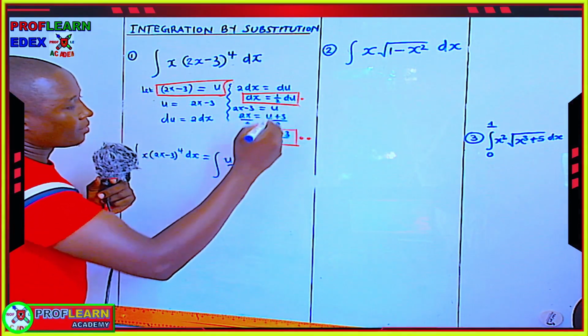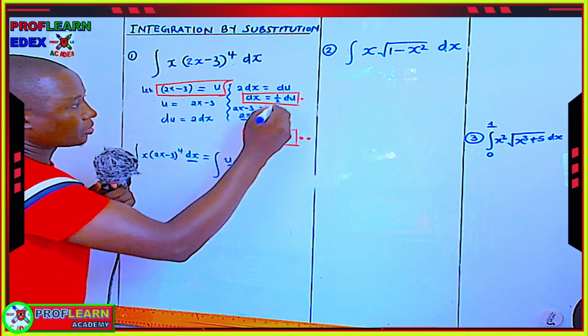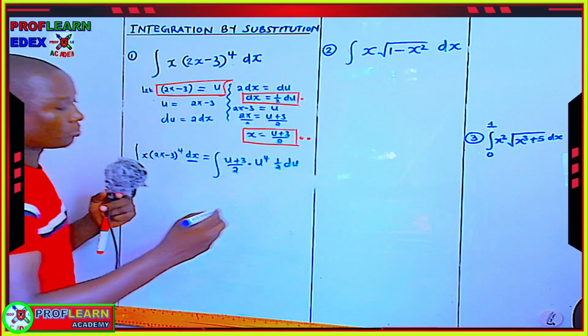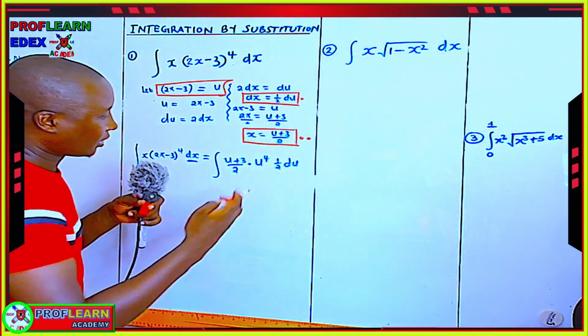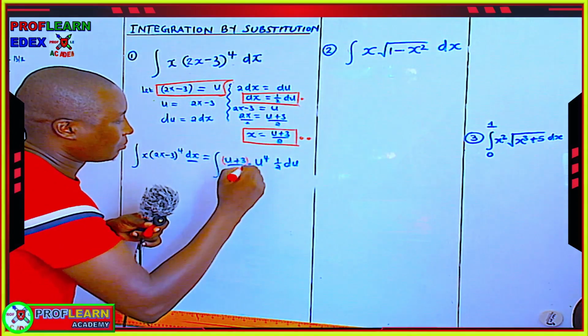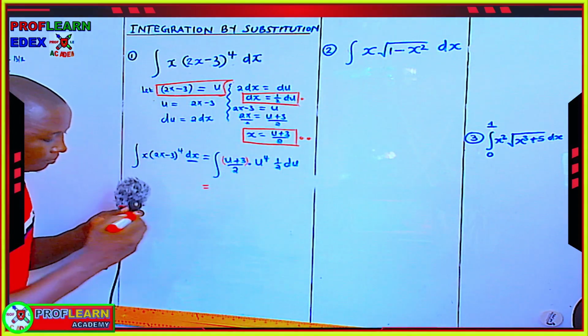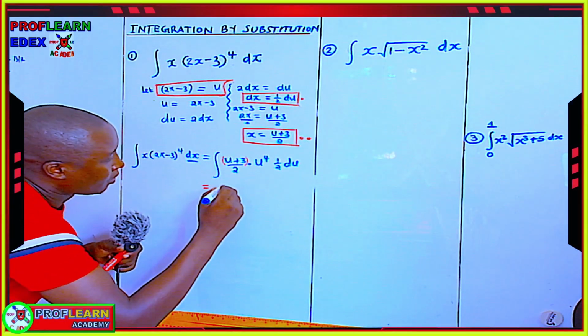Because this is a constant, we can take it outside the integral. So we shall have 1 over 4 integral of, if we multiply this out, u power 4 times u gives u power 5. U power 4 times 3 gives plus 3 u power 4. And then we're going to integrate this term by term using the normal method of integration.